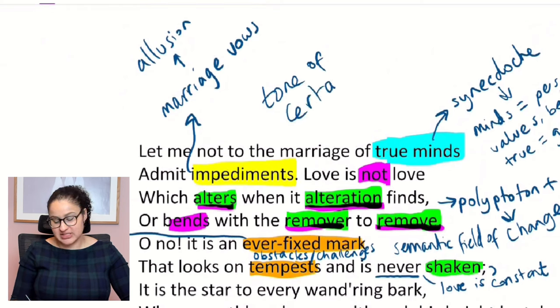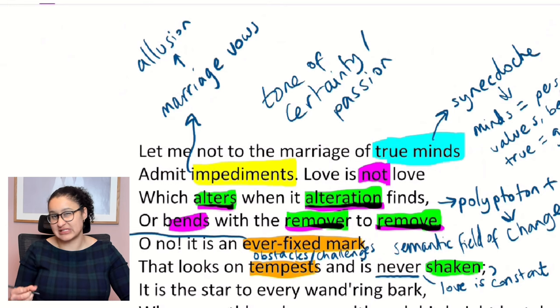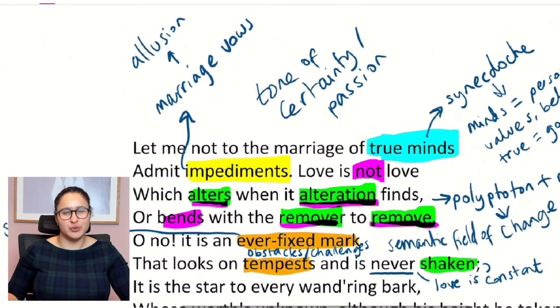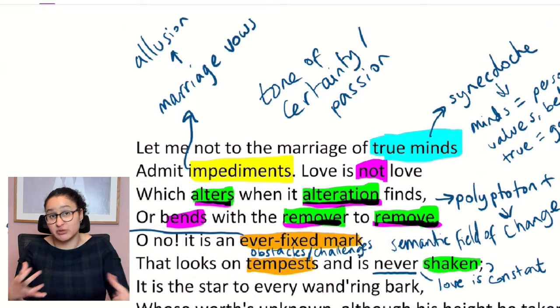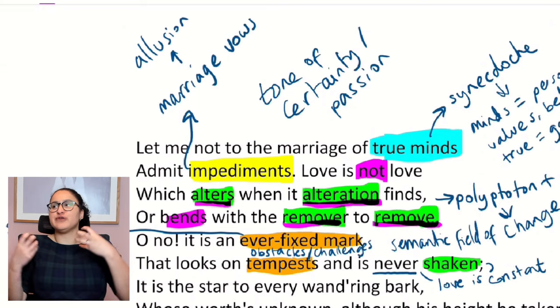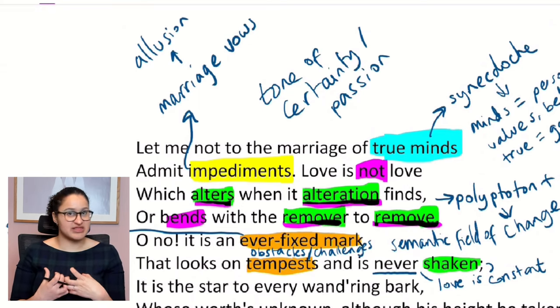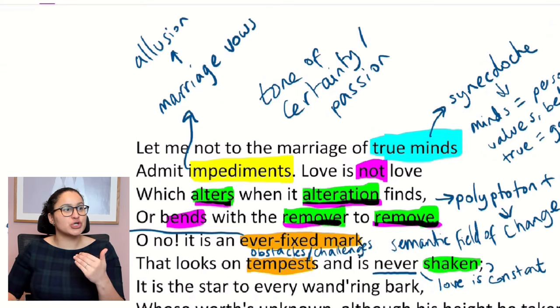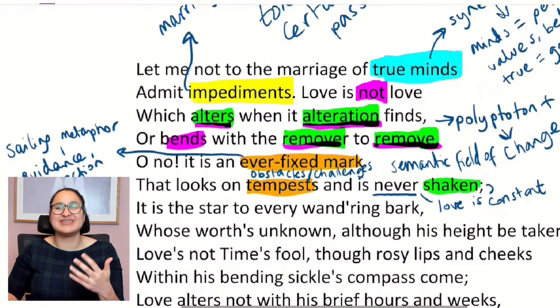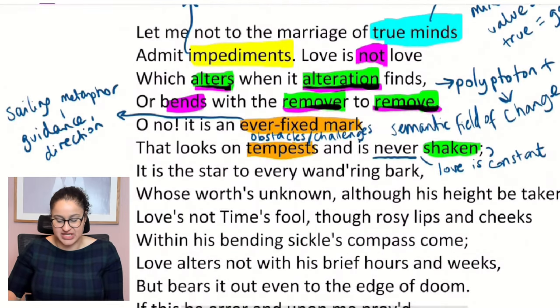Like our speaker of this poem, who we don't really know anything about their identity. Most people just treat it as if it's Shakespeare, but it doesn't really matter who it is. It's just someone talking about their view of love. And this person feels so certain in their feelings and feels really strongly, passionately about it as well. So I'm going to show you from what we've looked at so far, how are we seeing that certainty? How are we seeing that passion, okay?